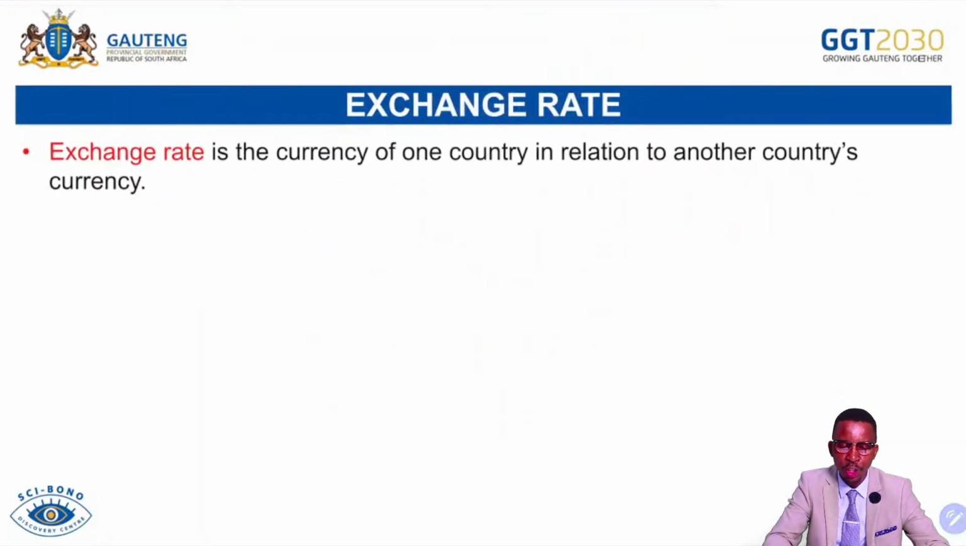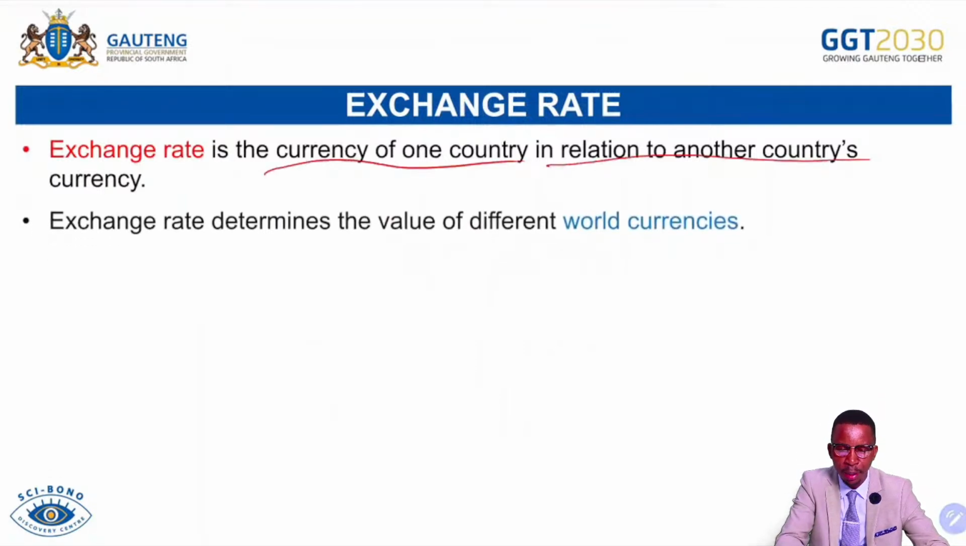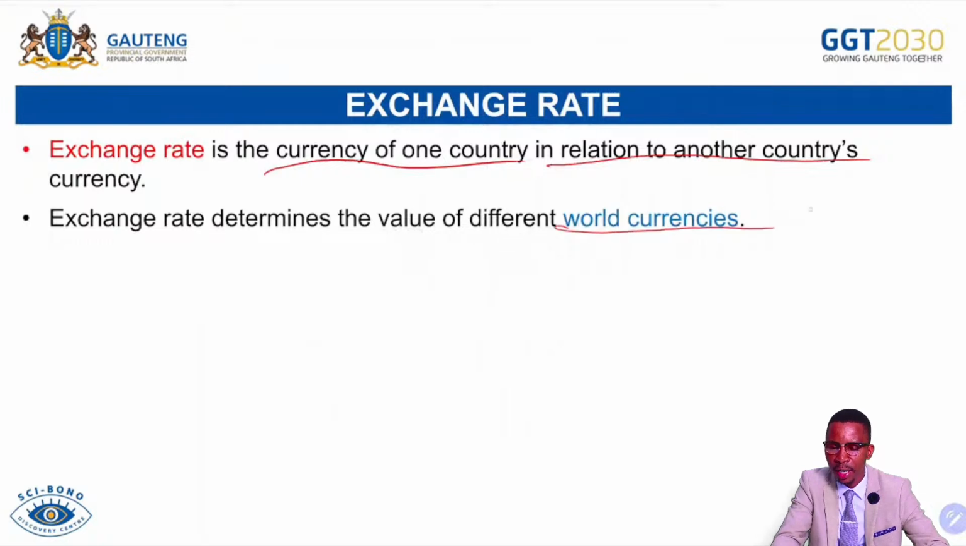So exchange rate is known as the currency of one country in relation to another country's currency. We call that an exchange rate. Exchange rate determines the value of different world currencies. So we compare different currencies in this case. We can say a rand to the dollar. Maybe a rand to the dollar is 19 rand 90 to $1. And then maybe a rand to the pound is 24 rand 50, meaning we spend 24 rand 50 to afford a single pound. A rand to the euro is 21 rand 90, so meaning we spend 21 rand to afford a single euro. That's what we call an exchange rate.